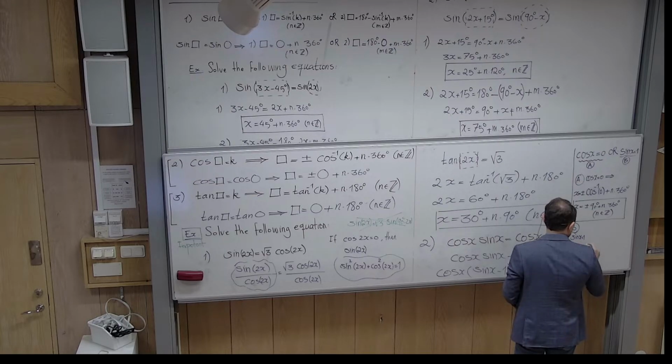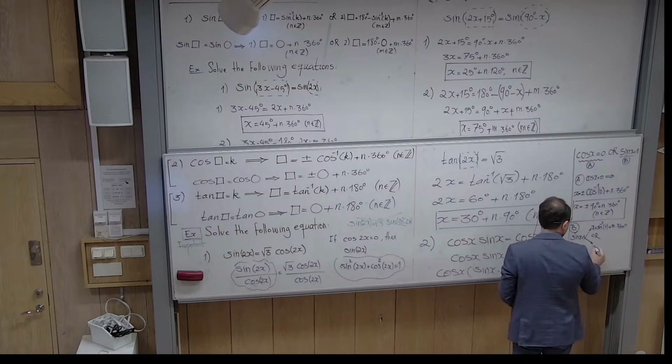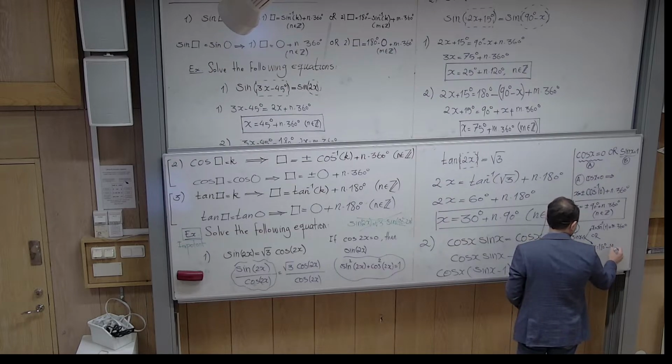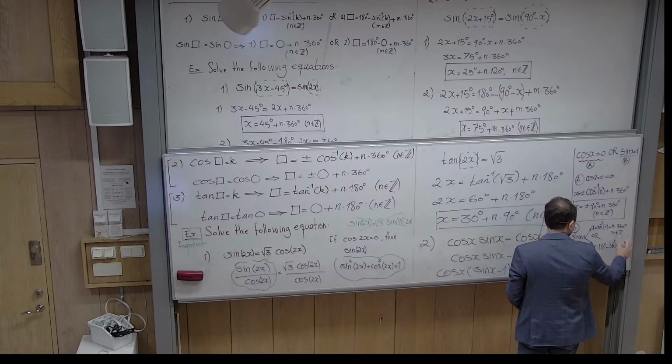So what can I say? Again, I have two options now. Either x is sine inverse of 1 plus, I don't know, I can call it m times 360 degrees, or x is equal to 180 degrees minus sine inverse of 1 plus, I'd say p times 360 degrees, yes? m belongs to Z, p belongs to Z.